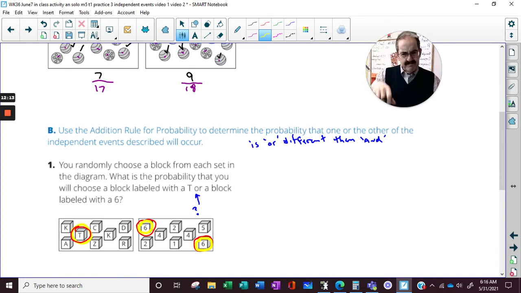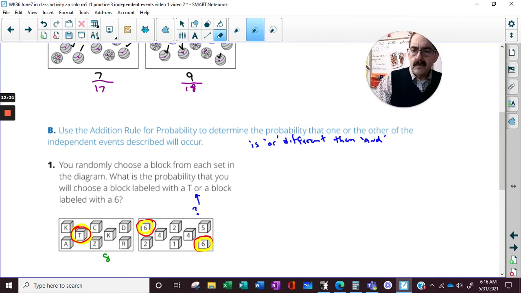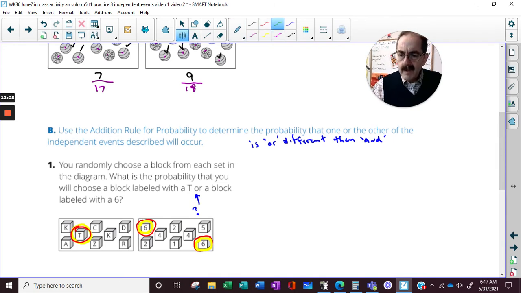All we're going to do is pick and pick, right? Let's just write that out. 1, 2, 3, 4, 5, 6, 7, 8. 8 total. And we want one of the 8. Over here, it's 2 of the 8. Okay?